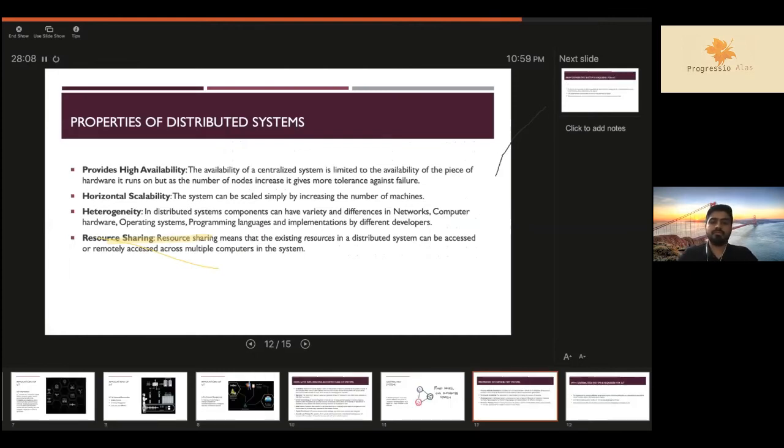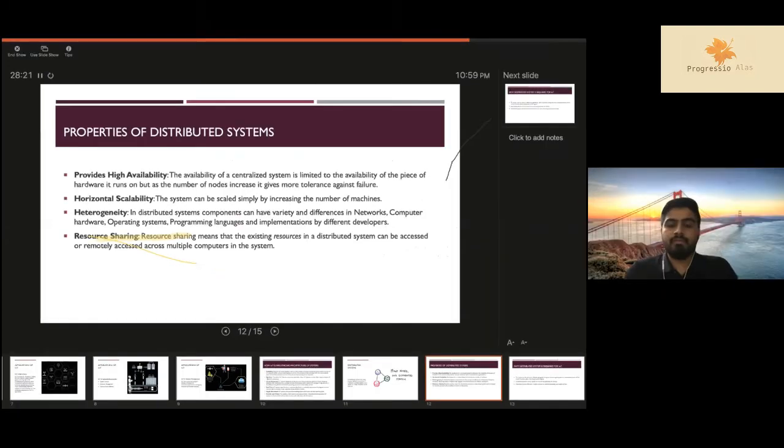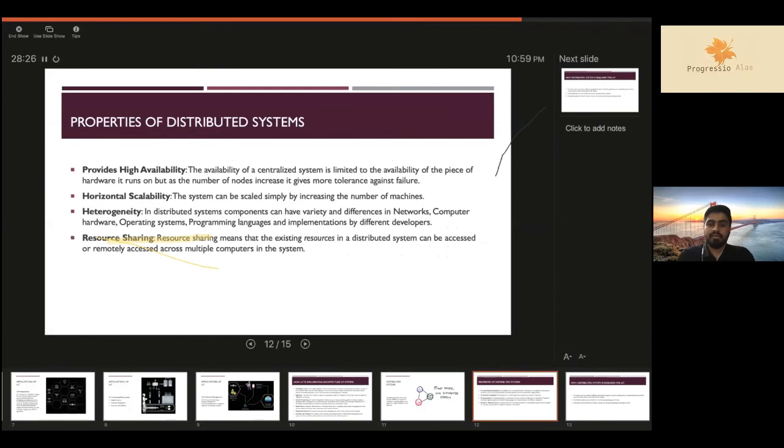Properties of distributed systems. Distributed systems provide high availability. This is kind of common sense: if you have multiple nodes working together in a highly distributed fashion, there can be hardware failures and other failures, network failures as well. So if there's a failure on one node or two nodes, the entire system doesn't crash.